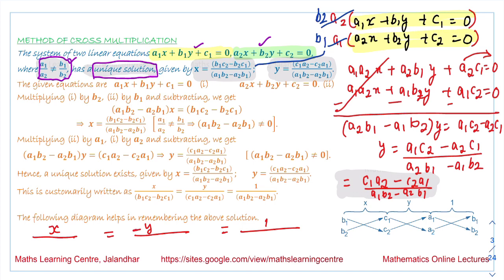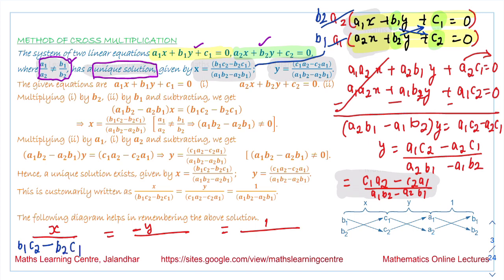When we write the term x over, we leave out the first column, the terms of x. We write the terms in the denominator of x by leaving these two terms. The coefficients left over here are b1, b2, c1, c2, and we cross multiply these values. We get b1c2 minus b2c1.